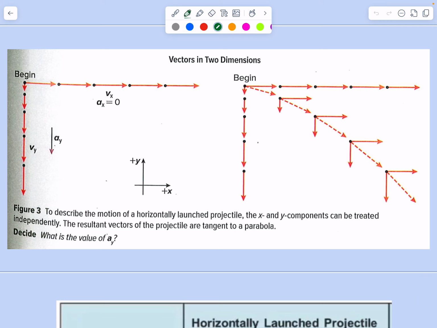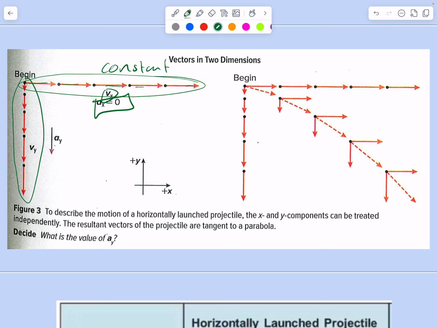This was from our textbook, really looking at how vectors in the horizontal have a constant velocity. The velocity is there, but they have an acceleration of 0, and we can see the velocity is constant as it goes through. But in the vertical component, the velocity is always changing, from small and then increasing as it goes down. So we have a changing velocity in the vertical, but the acceleration in the vertical direction is always equal to gravity, negative 9.8 meters per second squared.